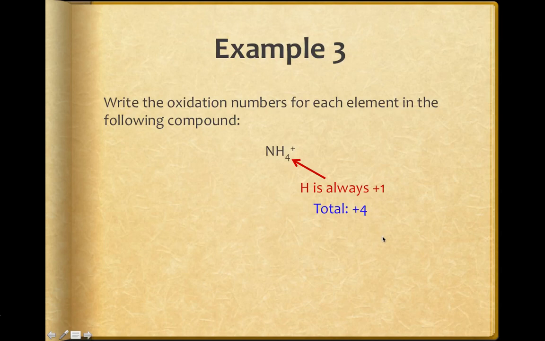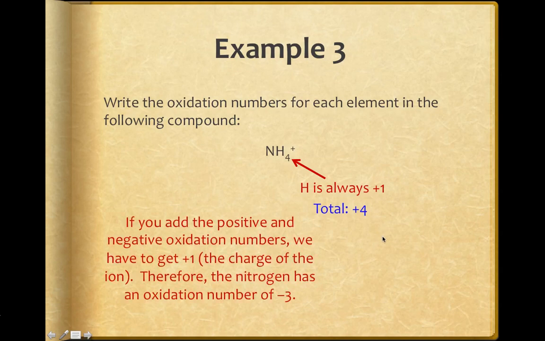Well, what would the nitrogen have to be? You add the positive and negative oxidation numbers, and we're going to get +1, because that's the charge. Normally if it were balanced, we'd say the nitrogen is going to be -4 so they balance out. But they didn't balance out. The positive wins. We have one more on the plus side. So instead of making nitrogen -4, we're going to make nitrogen -3, so that my -3 adds together with these 4 pluses and makes a +1 charge.